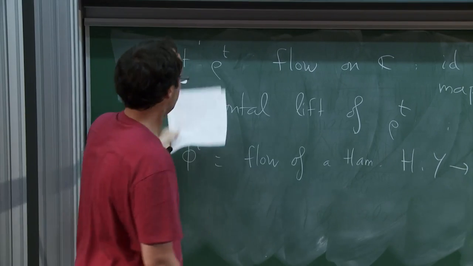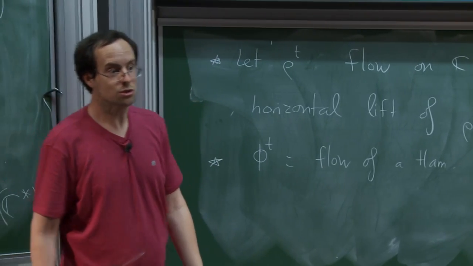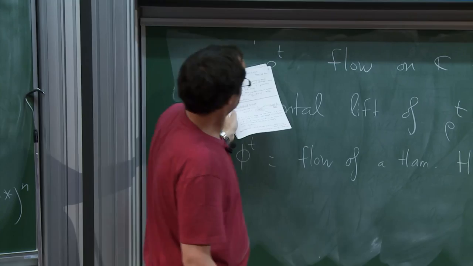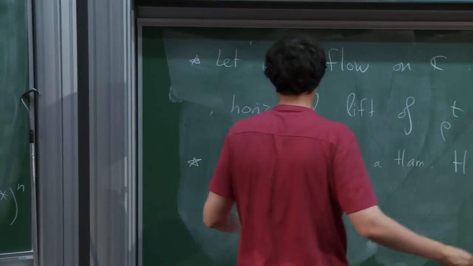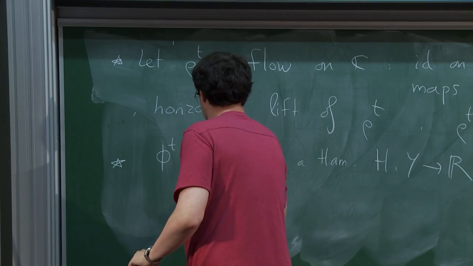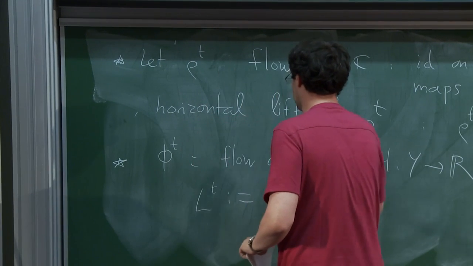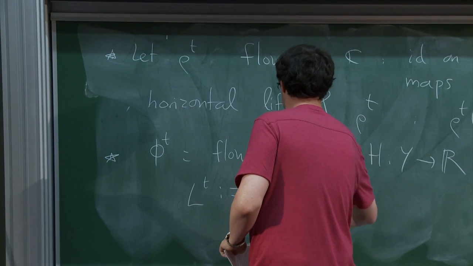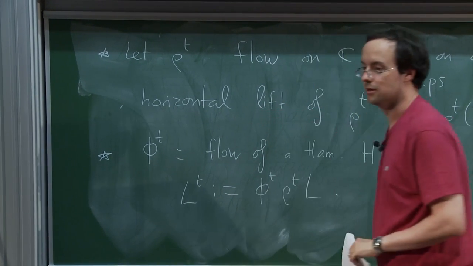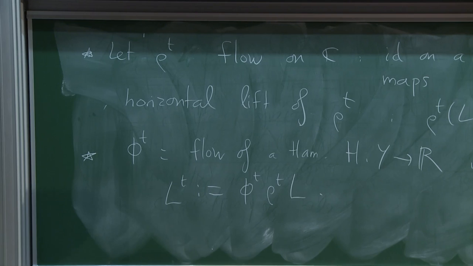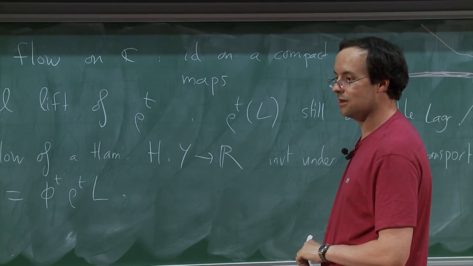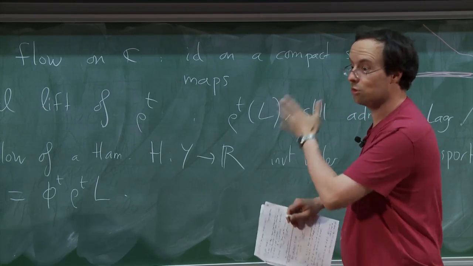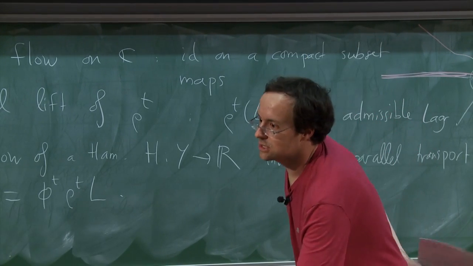And then these two flows actually are both autonomous and they commute. This one is not symplectic, but actually it shouldn't bother us because it maps Lagrangians to Lagrangians. And so now we'll define Lt to be the image of L under both of these in either order. Isomorphic. Well, we're going to make it isomorphic by definition.